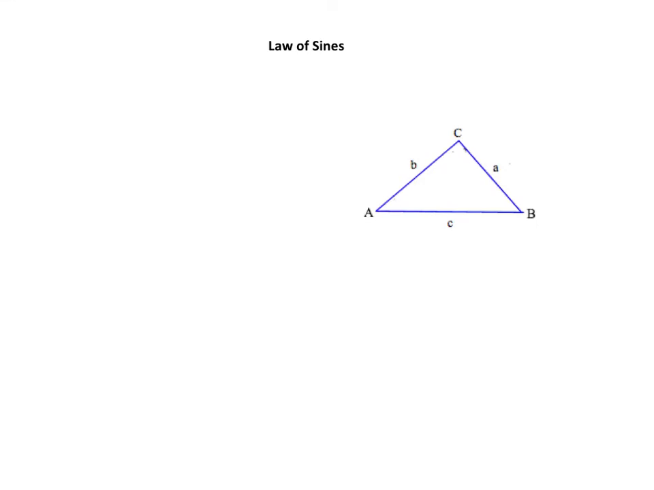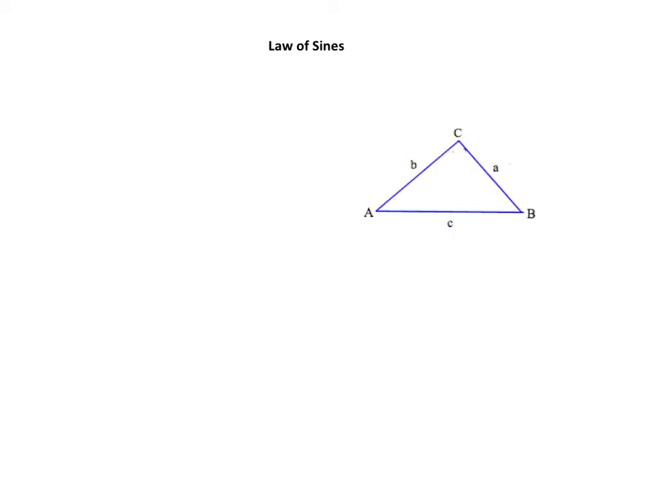A few lessons ago, we were solving right triangles, meaning if you were given some information about the sides and angles, could you solve for the missing sides and angles? But it only worked for right triangles. In this lesson, I'd like to use something called the law of sines that you can use to solve any triangle, not necessarily a right triangle.